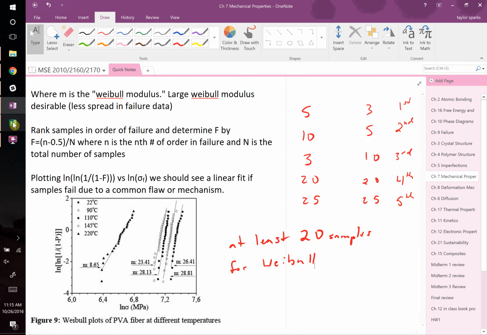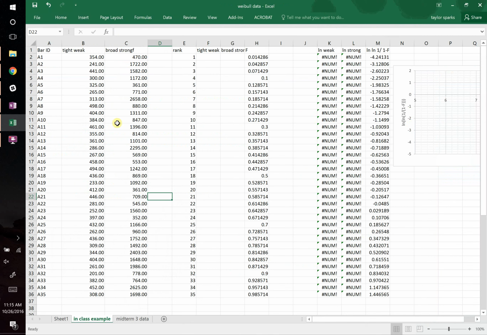Now let's actually see some data. I think this is easier to see with actual data. So here we have an example. I've got some bar IDs. Let's say you tested 35 bars, right? From A1 to A35. You tested these bars. And let's assume that you have two different types of bars, one of which produced a tight distribution but was weaker, and the other one had a broader distribution but was stronger.